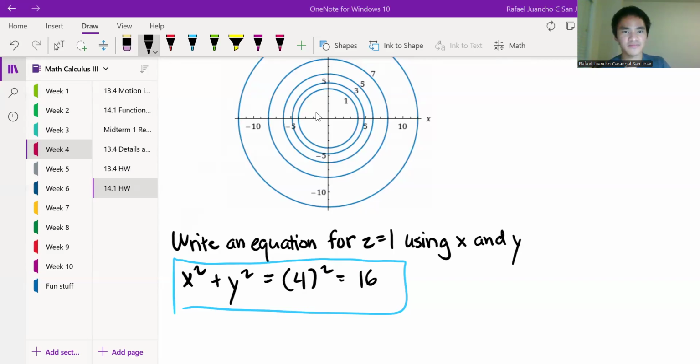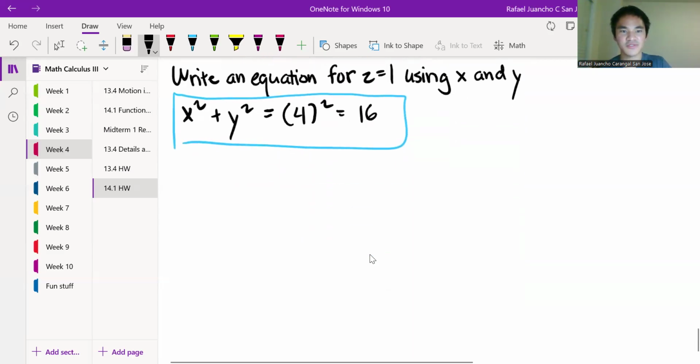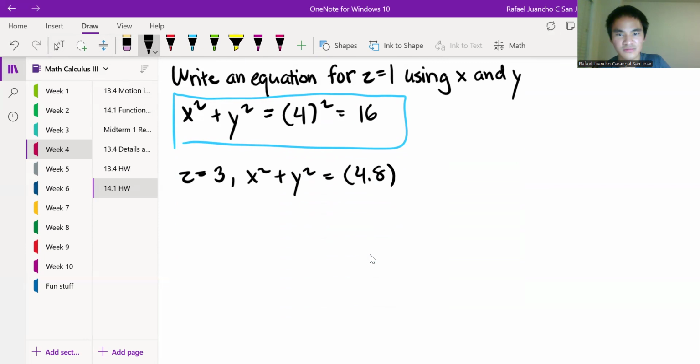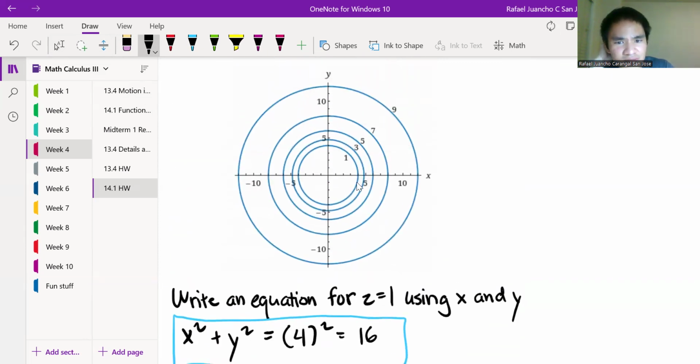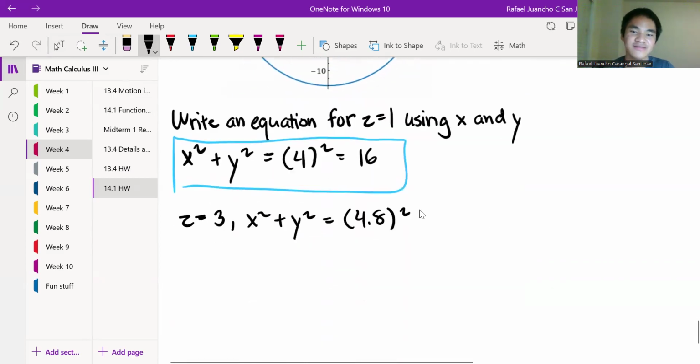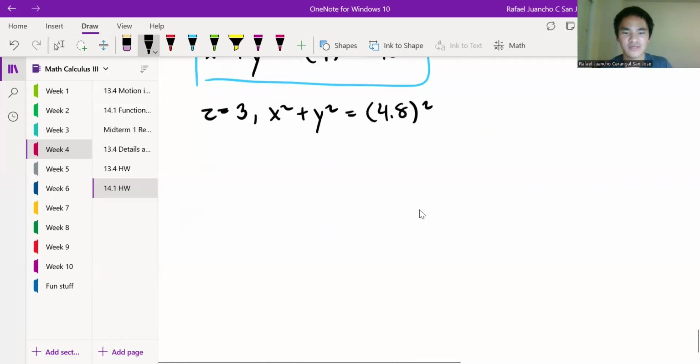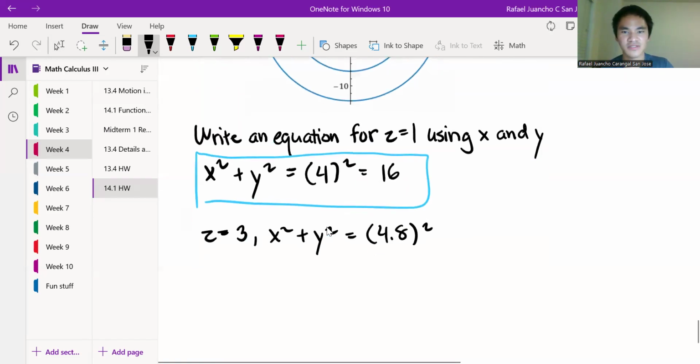It also has an equation for z equals 3. So at z equals 3, I have this one equals, what was this? 4.8 squared? 4.8 is such a random number too. So that's the radius. I can't really estimate that. We have another equation to write for this cross section.